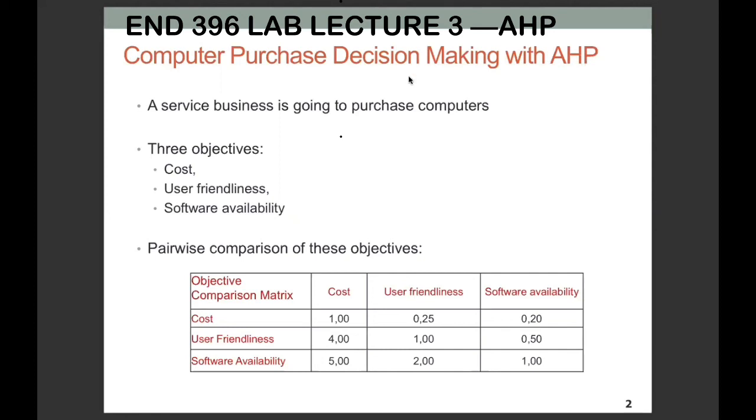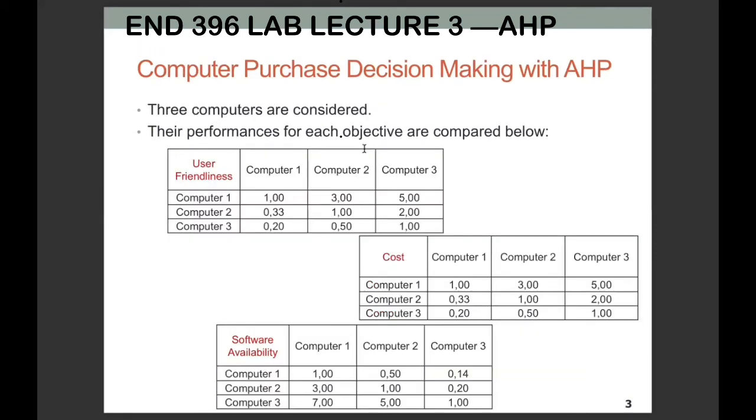In this problem, we have a company that wants to purchase computers, and they identified three criteria: cost, user-friendliness, and software availability. They have already provided the pairwise comparison matrix for these objectives, as you see on the slide. The company identified three computer models, and the performances of these computers for each objective are provided in these matrices.